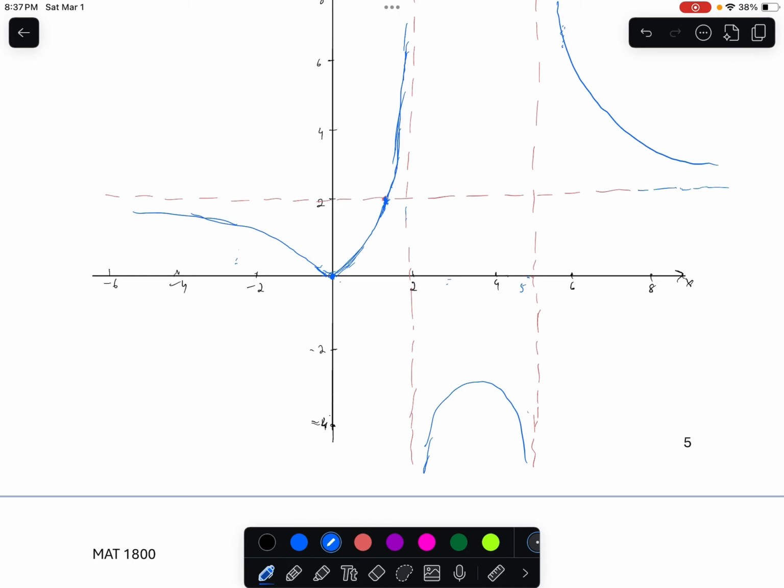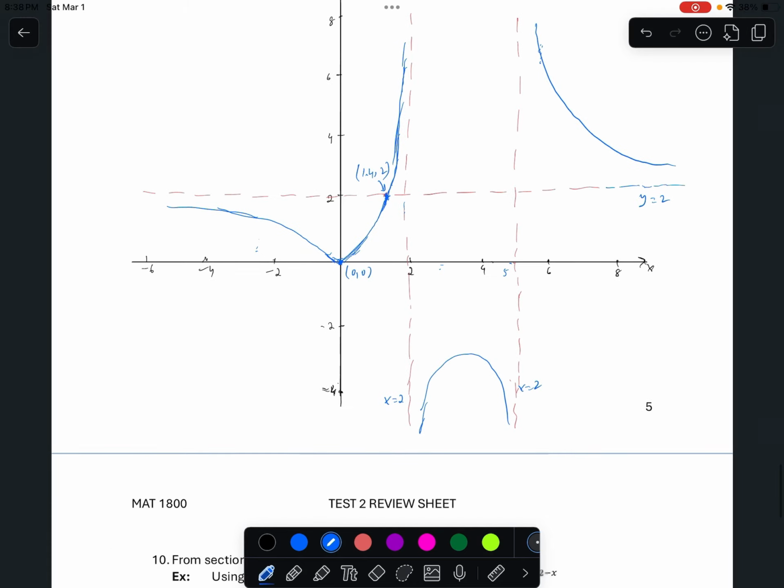Label important points, and the equations of the asymptotes, and we are done. So that is how you graph rational functions. One more question in the next video.